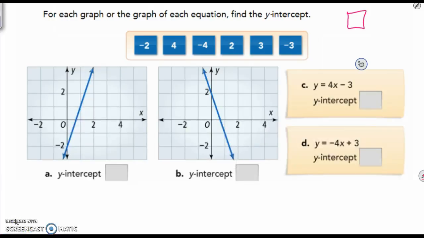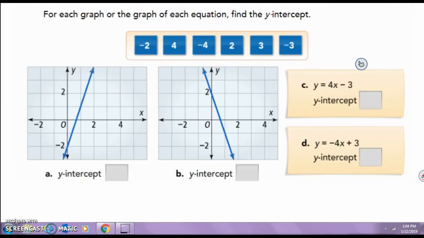For the graph of each equation, find the y-intercept. We're going to start by looking at letter A. Remember, to find the y-intercept on a graph, you need to figure out where the line crosses the y-axis. When I look at my line, I see it crosses the y-axis at negative 2. So my y-intercept would be negative 2. For graph B, I see that my line crosses my y-axis at 2. So my y-intercept will be positive 2.